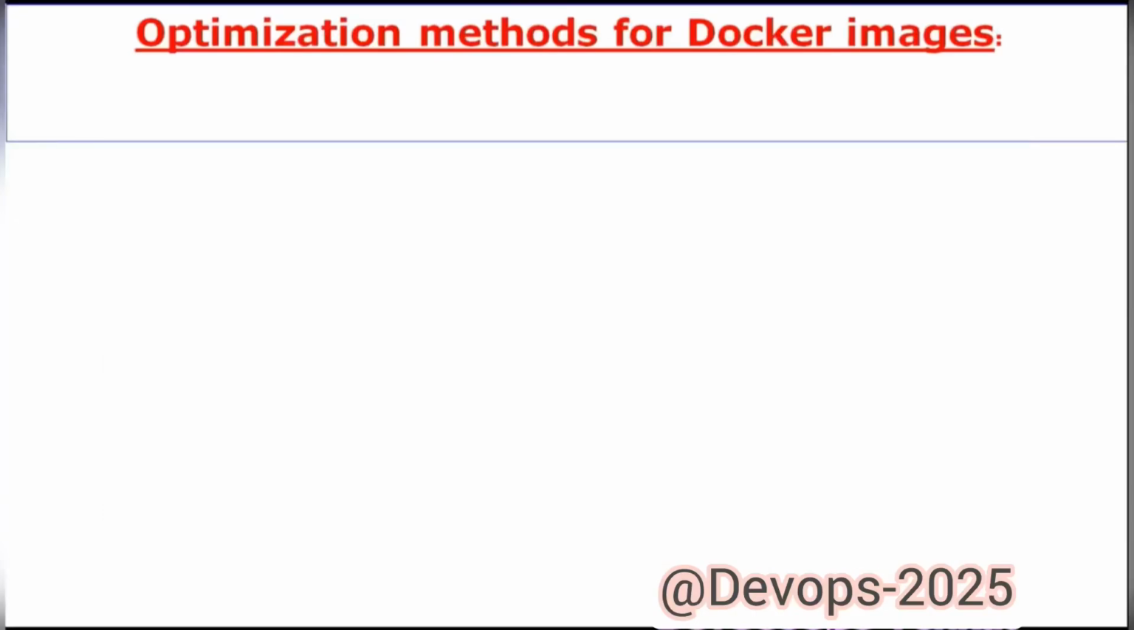So far we discussed why optimization is needed for Docker images, and what are the methods or ways available for optimizing Docker images. In the previous session we discussed that multiple methods are available. From those, today we are going to discuss the very first method, which is called minimal base image.